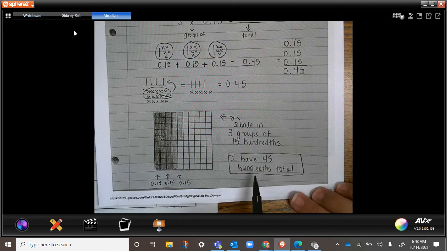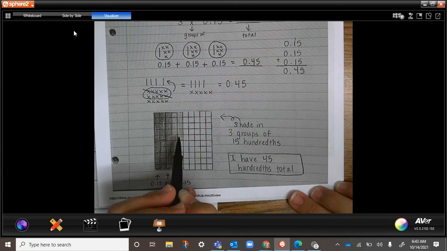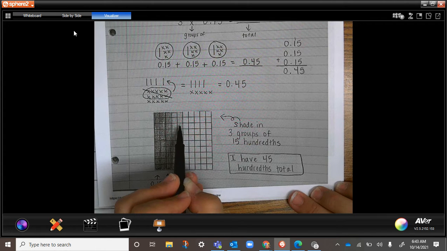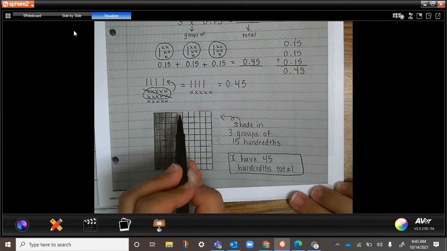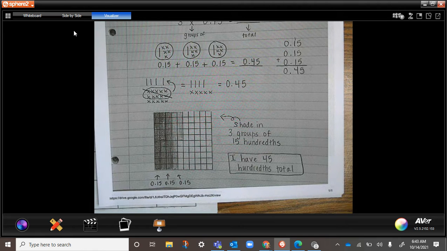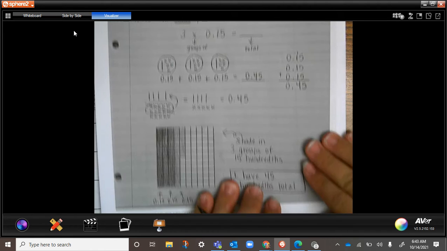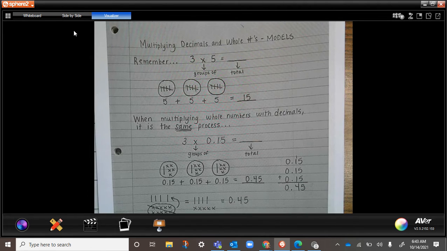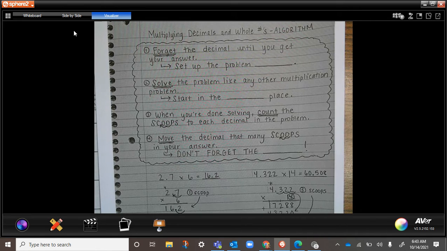And when you add them all up, you can count by tens because when you go all the way down, that's 10 boxes. So each one of those columns is a 10. So 10, 20, 30, 40. And then over here, 41, 42, 43, 44, and 45. So that's your 45 hundredths. All right, so that was multiplying decimals and whole numbers with models.